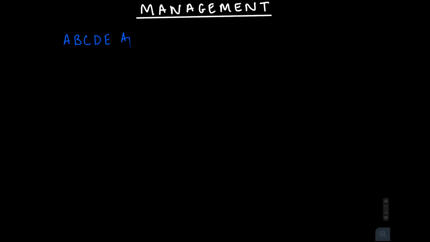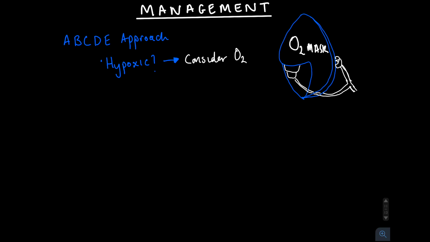In terms of management of pneumonia, we want to take an ABCDE approach. And this is important because this could be a potentially sick patient. So once you've done this systematically, think about various factors such as hypoxia. Are they hypoxic? Do they look slightly pale? Are they struggling to breathe? Then you may want to consider oxygen, potentially a 15 liters non-rebreather mask.